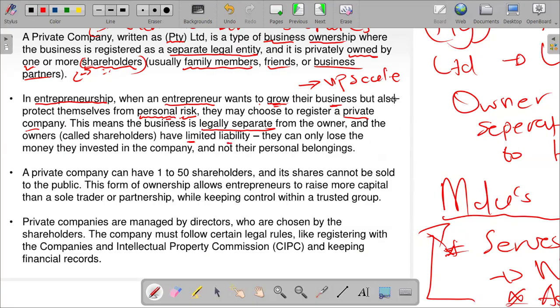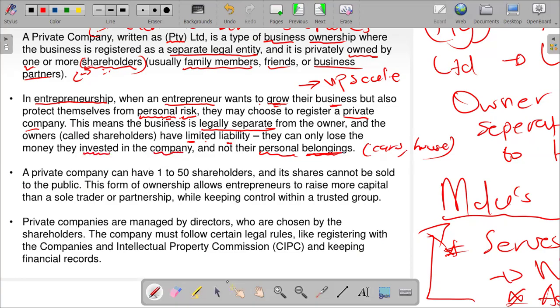We spoke about unlimited and limited. If you go back to the previous videos, you learn more about what is limited and what is unlimited liabilities. We explained it further and better then. So they can only lose money they invested in the company, but not their personal belongings like cars or houses. The only money that they will lose is the money in the company.